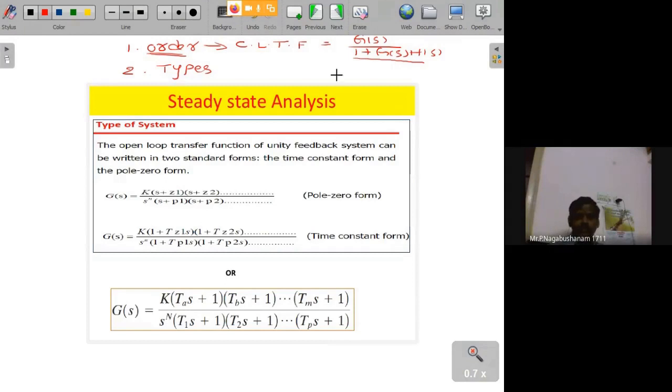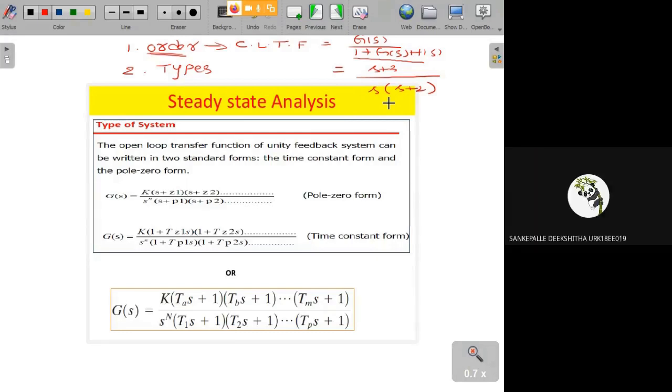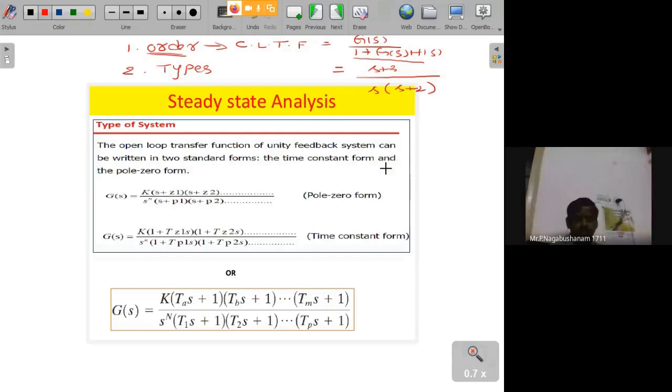For example, assume a closed loop transfer function equal to (s plus 3) divided by s into (s plus 2). What is the order? The highest power of s present in the denominator. If you send this s inside, you get s square plus 2s. The highest power of s is s square, so 2 is the order. So order is always dealing with the closed loop transfer function.